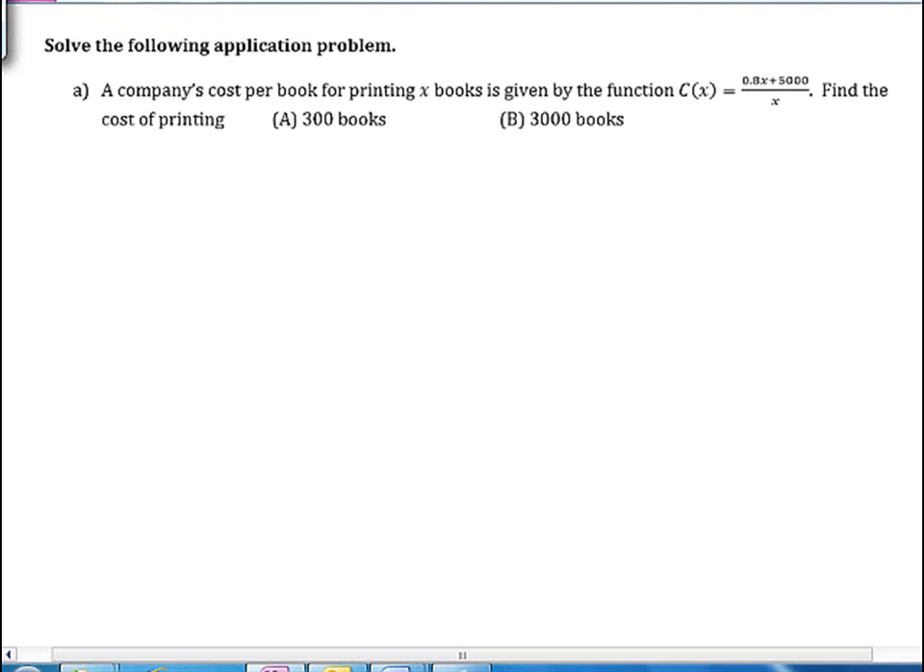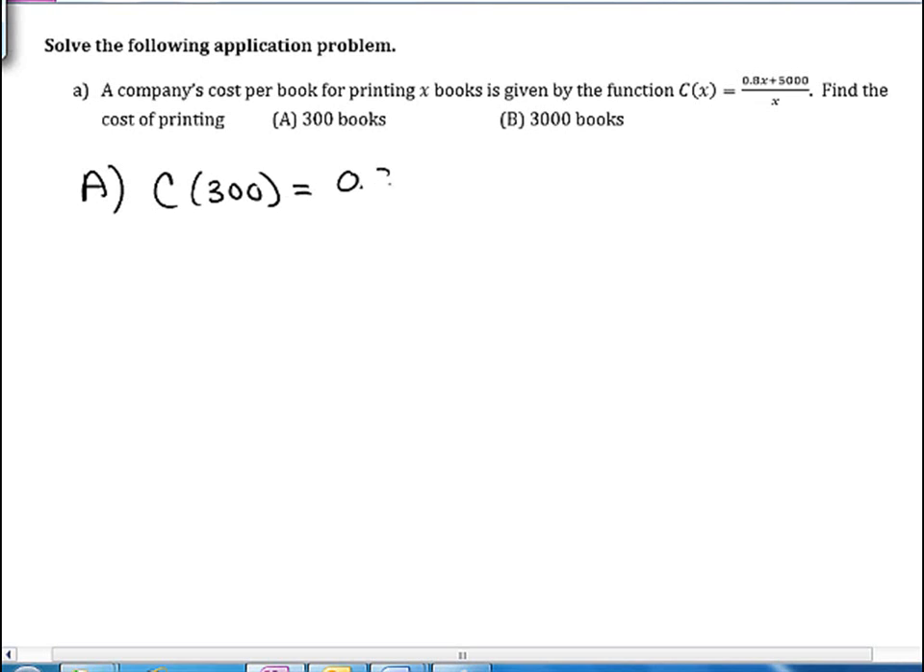Next we have an application problem. A company's cost per book for printing x books is given by the function c of x equals 0.8x plus 5,000 over x. Find the company's cost of printing A, 300 books and B, 3,000 books. So what we want to do is replace the x in our function with 300. So we're going to find c of 300.